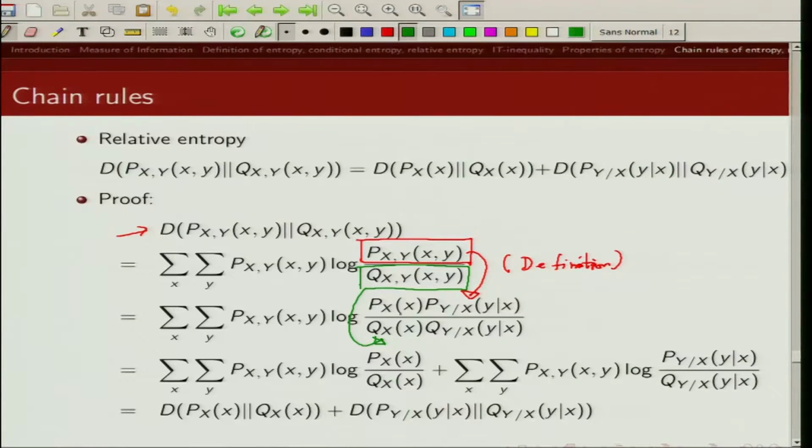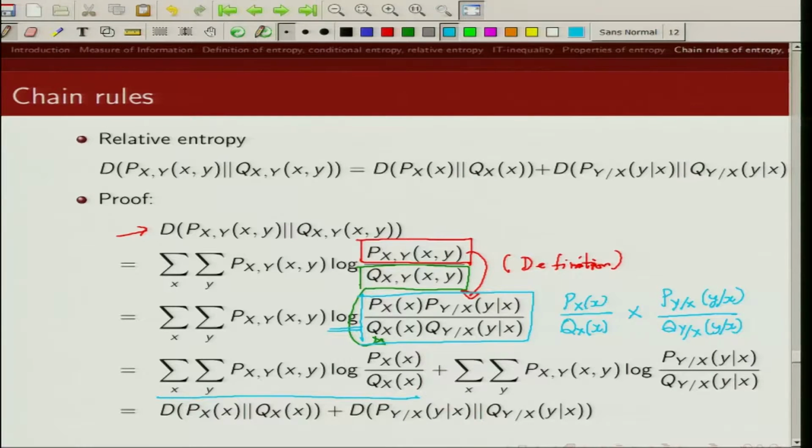I can write this as p of x over q of x multiplied by p of y given x over q of y given x, and there is a log here. So it is log of a into b, which will be log of a plus log of b. So this is my log of a term and this is my log of b term.